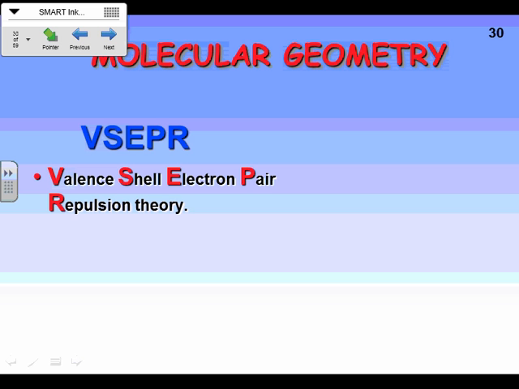So valence shell, what are we talking about there? What's valence mean? It's the outer electrons, right? Okay. Valence shell electron pair repulsion. What do you think that means, electron pair repulsion? They don't like each other, right? The electron pairs are trying to get as far away from each other as possible. So the theory basically just says, because these electrons are all negatively charged, the pairs are trying to get as far away from each other as they can.